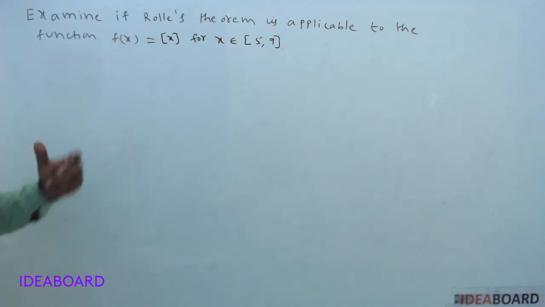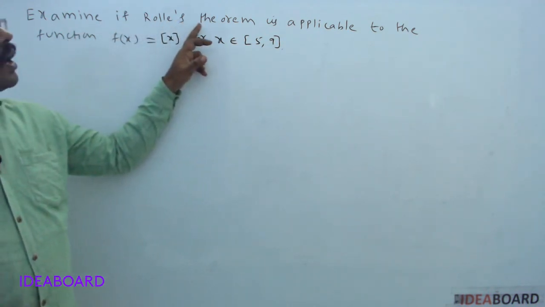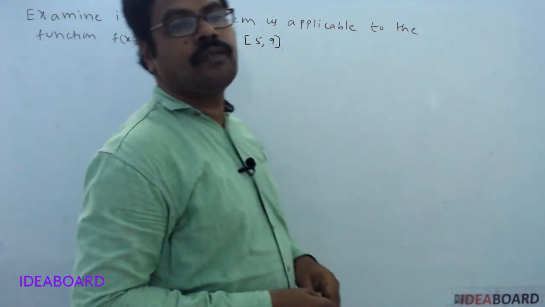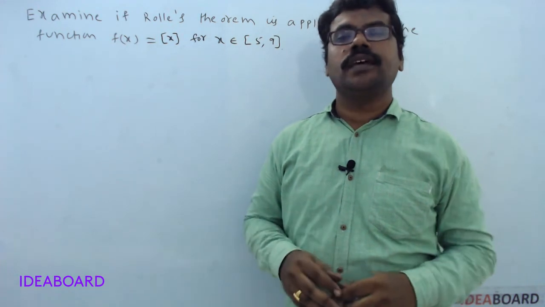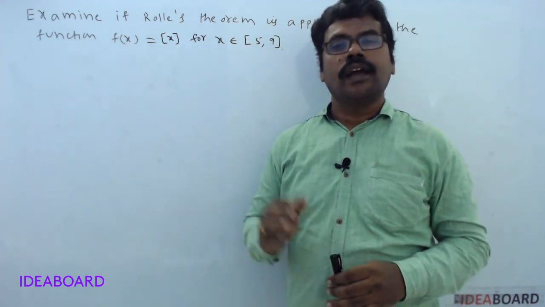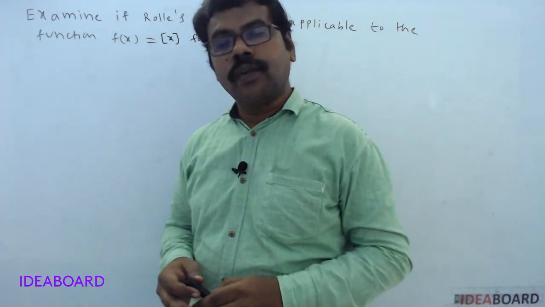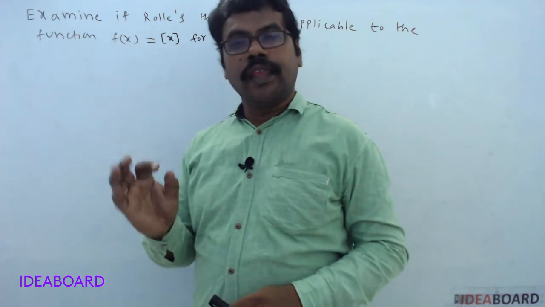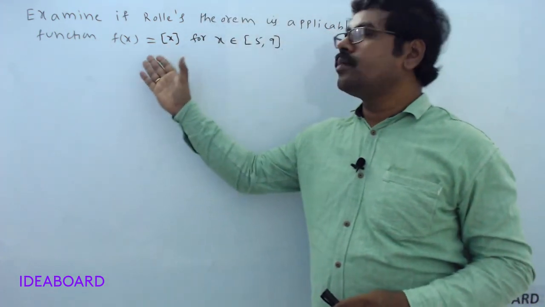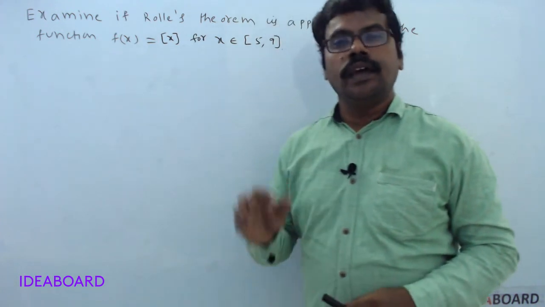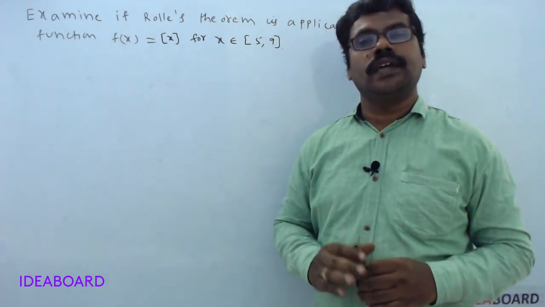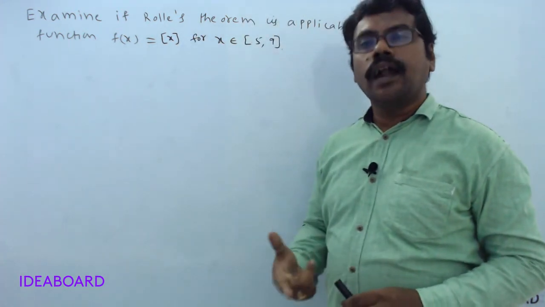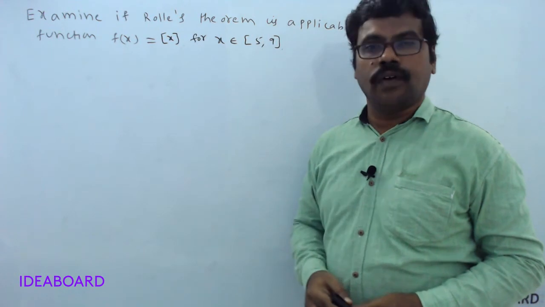It means you have to check the applicability of Rolle's theorem to the function. When is Rolle's theorem applicable to a given function? If a function f of x satisfies three conditions: continuous in closed interval a comma b, differentiable in open interval a comma b, f of a equals f of b, then only we say that Rolle's theorem is applicable to the given function f of x. If at least one of those three conditions fails, then we say that Rolle's theorem is not applicable to the given function f of x.